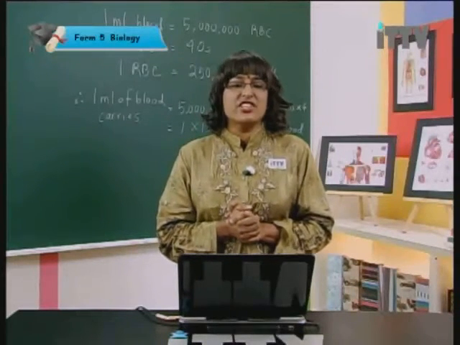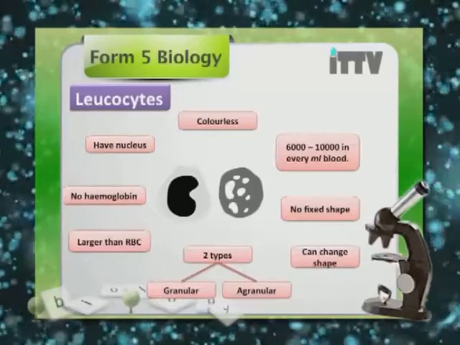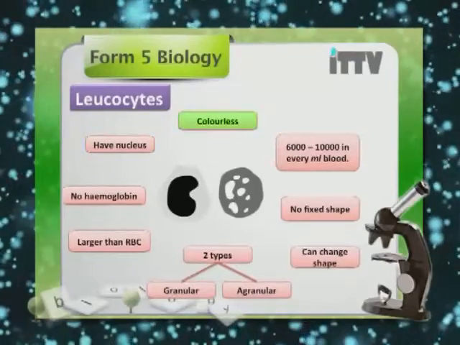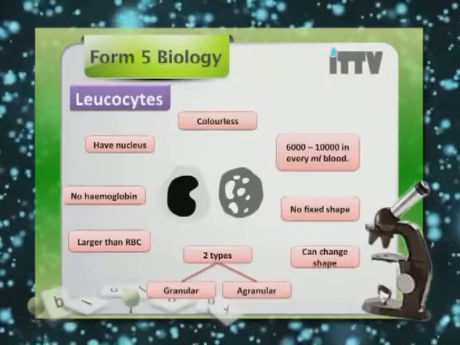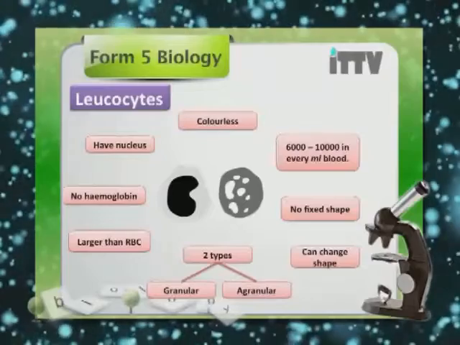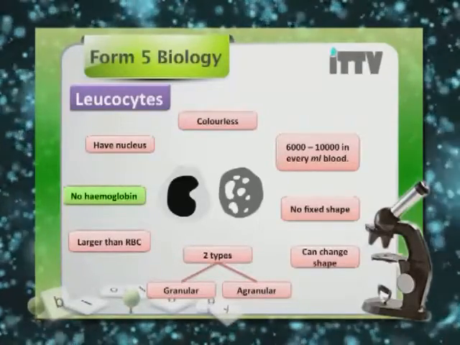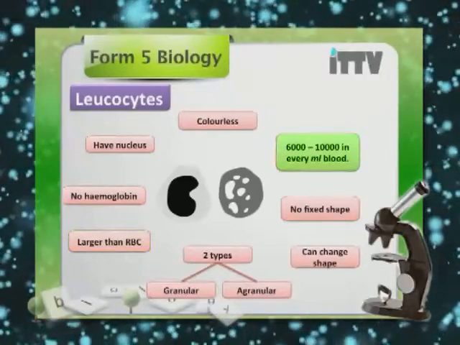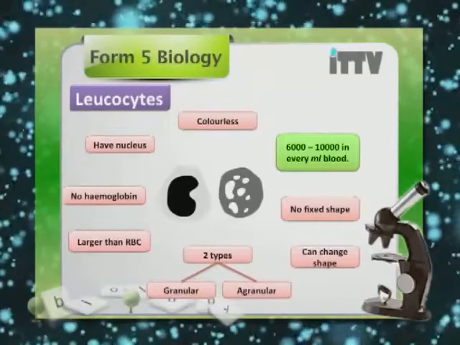which play a major role in the defense system. The white blood cells, unlike the red blood cells, have a nucleus. However, they are colorless because they don't carry the hemoglobin pigment. The leukocytes or white blood cells are much larger than the red blood cells, and they amount to about 6,000 to 10,000 in every milliliter of blood.